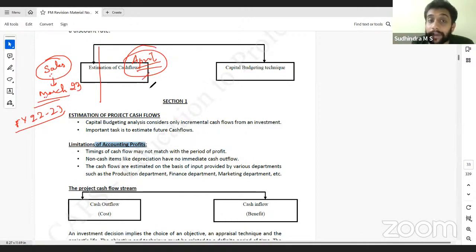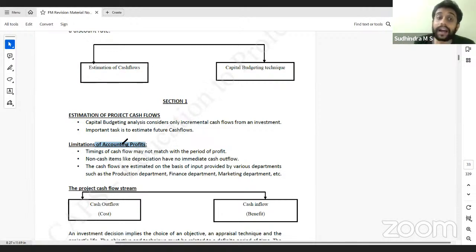So when I consider cash flows, it will be the cash flow of April. Correct? So the timing of cash flow will normally not match with the period of profit. And accounting profit includes non-cash items like depreciation, etc., which is not relevant for us in decision making. Then cash flows are estimated based on input provided by various departments.